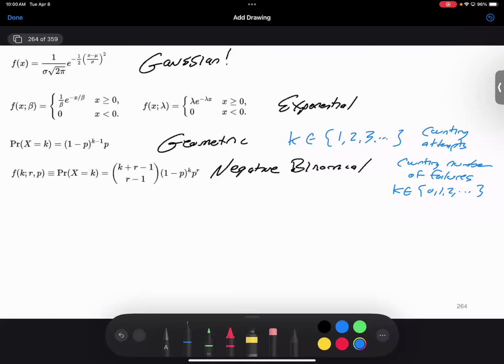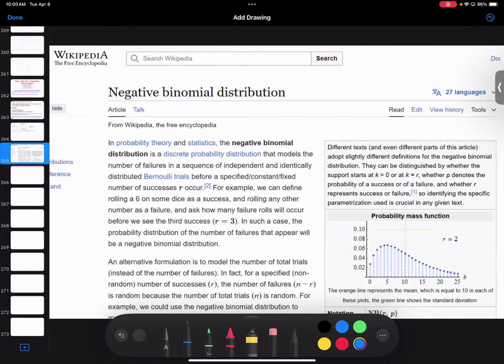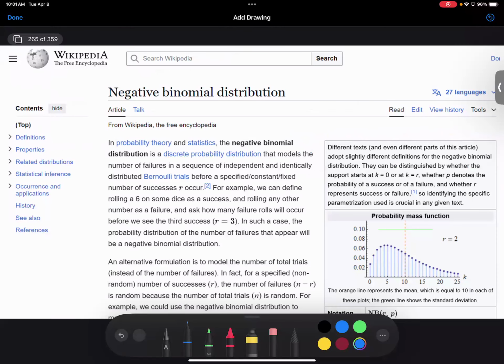If you go to Wikipedia, they even have a really nice section where they talk about different texts and even different parts of this article. It's not even consistent throughout the article. So you've got to be really careful when you're reading that you're using the correct notation. This is similar to the issue mathematicians and physicists sometimes have, where they have slightly different normalization conventions.